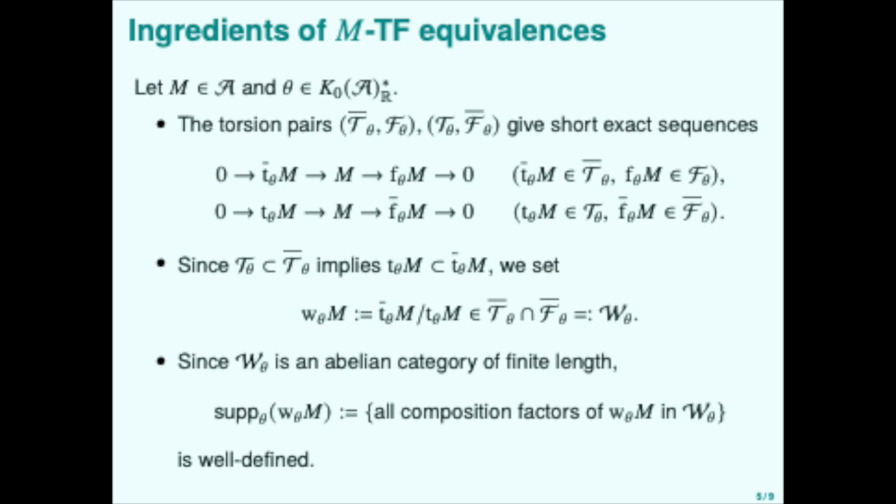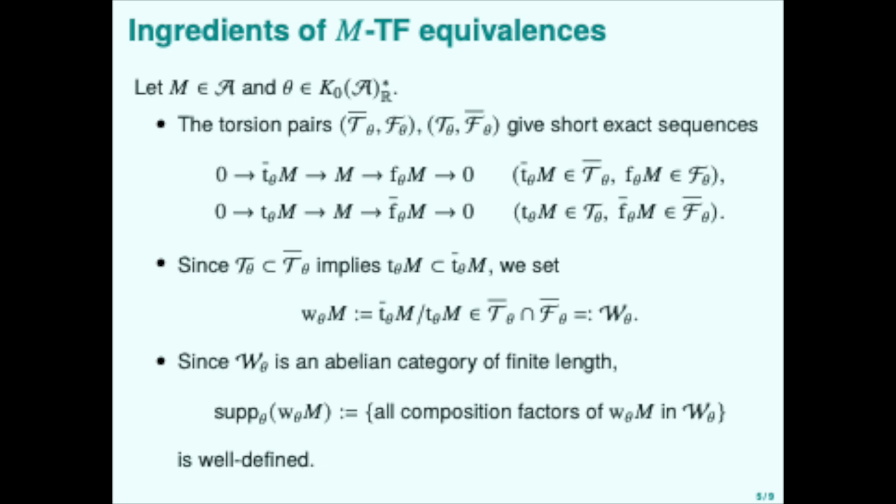Next we explain the ingredients to define MTF equivalences. So let M in A and theta in K0A R star. Then, as I said, we have two torsion pairs, (T bar theta, F theta) and (T theta, F bar theta). Therefore, we have two short exact sequences. The first one is 0, T bar theta M, M, F theta M, 0. So T bar theta M belongs to T bar theta, and F theta M belongs to F theta. And similarly, we have another short exact sequence.